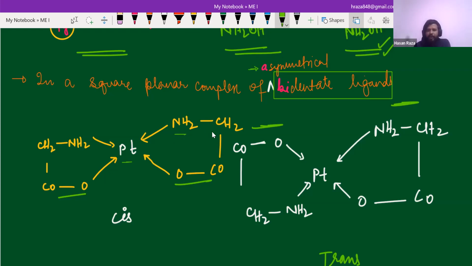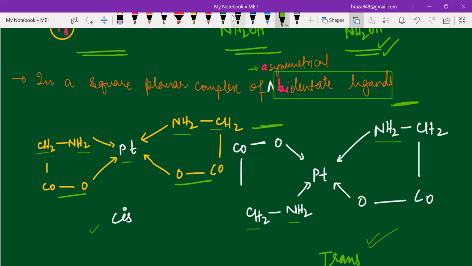You can see NH2 CH2 and NH2 CH2 on the same side, that's why it is cis. And in this case NH2 CH2 and NH2 CH2 are on the opposite side, that's why it is trans, right? Are you getting my point, Nafisa? Yes, sir. Okay, please do that.